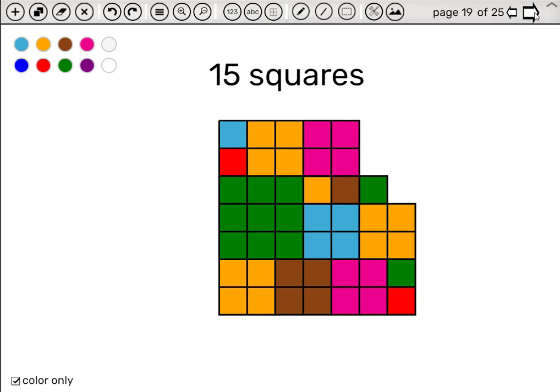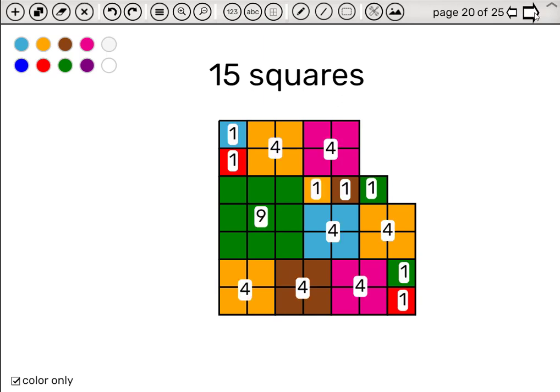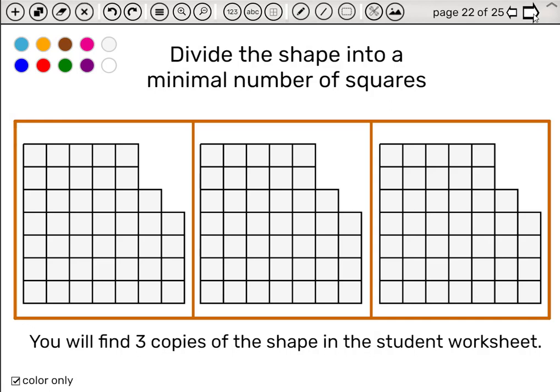Here are their areas. We see here 3 types of squares used, 1 by 1, 2 by 2, and 3 by 3. And here we have the calculation of the final area. 7 times 1, 7 squares of 1, 7 squares of 4, and 1 square of 9. And the question for the students is as follows. Divide the shape into a minimal number of squares. Emphasize that the students have to use squares, not rectangles.